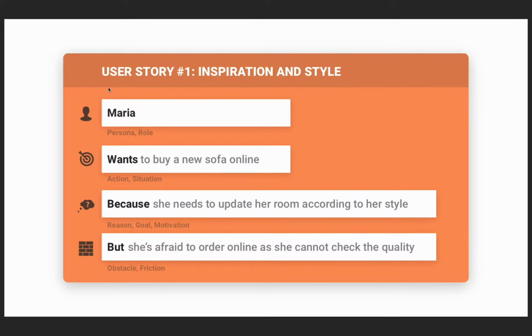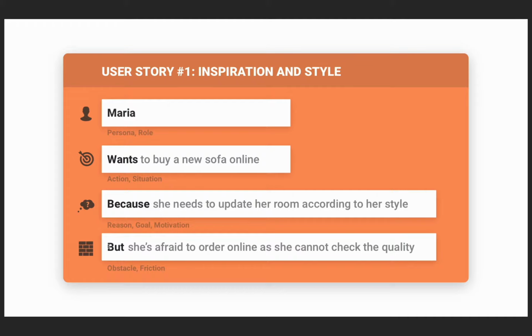So let's imagine we have an inspirational and style-oriented persona. Her name is Maria, and she wants to buy a new sofa online, because she needs to update her room according to her style. She's very, very caring about the style. Unfortunately, she's afraid to order stuff online because she cannot check the quality. She's really suspicious about the quality. She doesn't know if she can trust it.